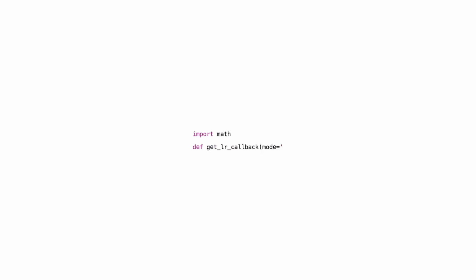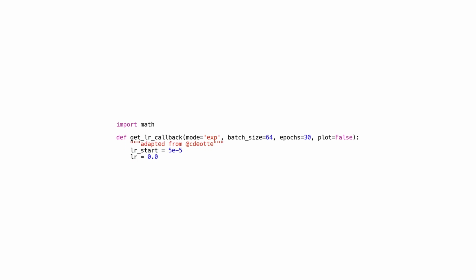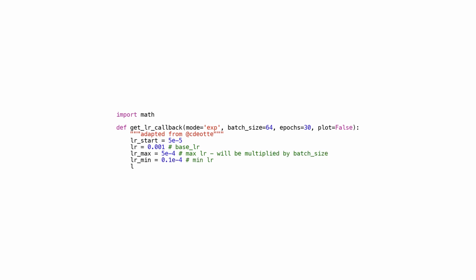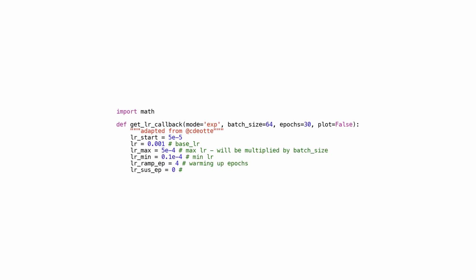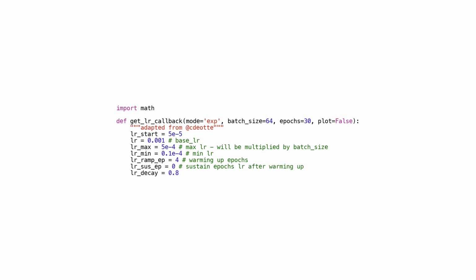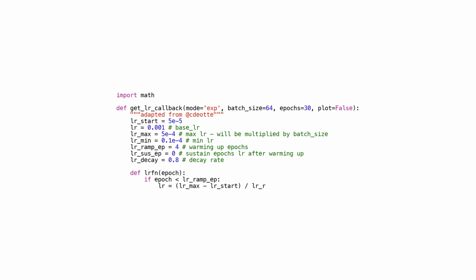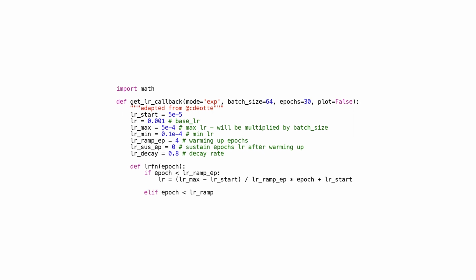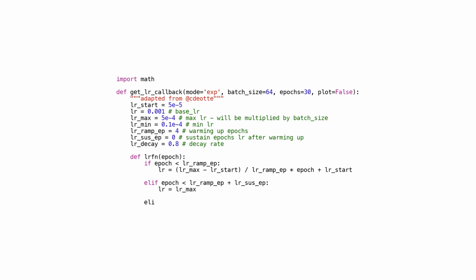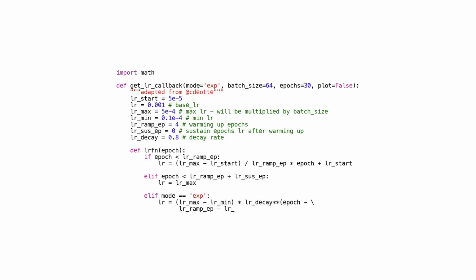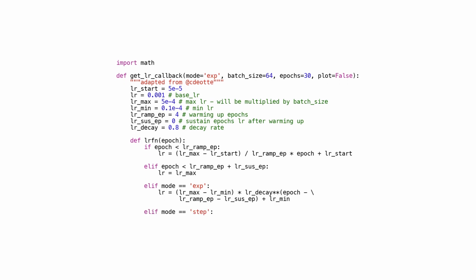This code has a nifty function called get_LR_callback. It's like a secret weapon for cooking up learning rate schedules for your neural network training. You can tell it which way you like your learning rate to dance: exponential, step, or cosine. It also needs to know the size of your batches, how many epochs you want to groove to, and if you want to see a graph of the party. In the last epoch, the learning rate gets a makeover. It can drop like an exponential curve, take steps down, or follow a cosine pattern, depending on how you like your music.